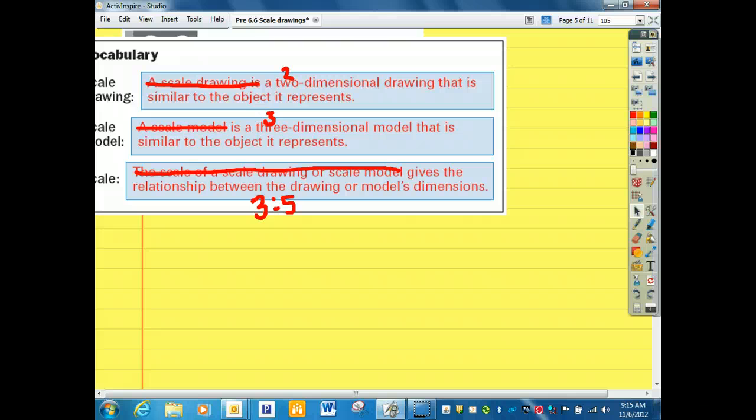Maps, two-dimensional. A scale model is when you see architects that are going to build a big building and then they'll build this little scale model to scale. That's a 3D model. So that's the difference between a drawing and a model. And then your scale is what gives the relationship between the drawing or the model's dimensions. So on a map, 1 inch is to 100 miles. That would be a scale. That's what they refer to.